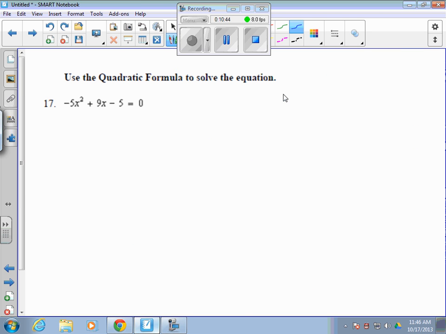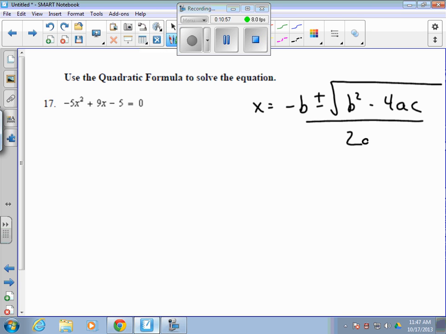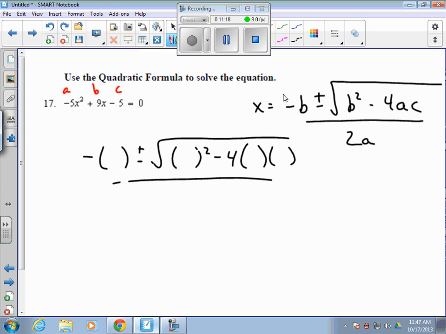17 says use a quadratic formula to solve the equation. Your quadratic formula, x equals negative b plus or minus the square root of b squared minus 4ac over 2a. This is in standard form already. A is negative 5, b is 9, and c is negative 5. So plug the values in. You have negative, and then you have b's value plus or minus square root of b's value squared minus 4 times a's value times c's value over 2 times a's value.